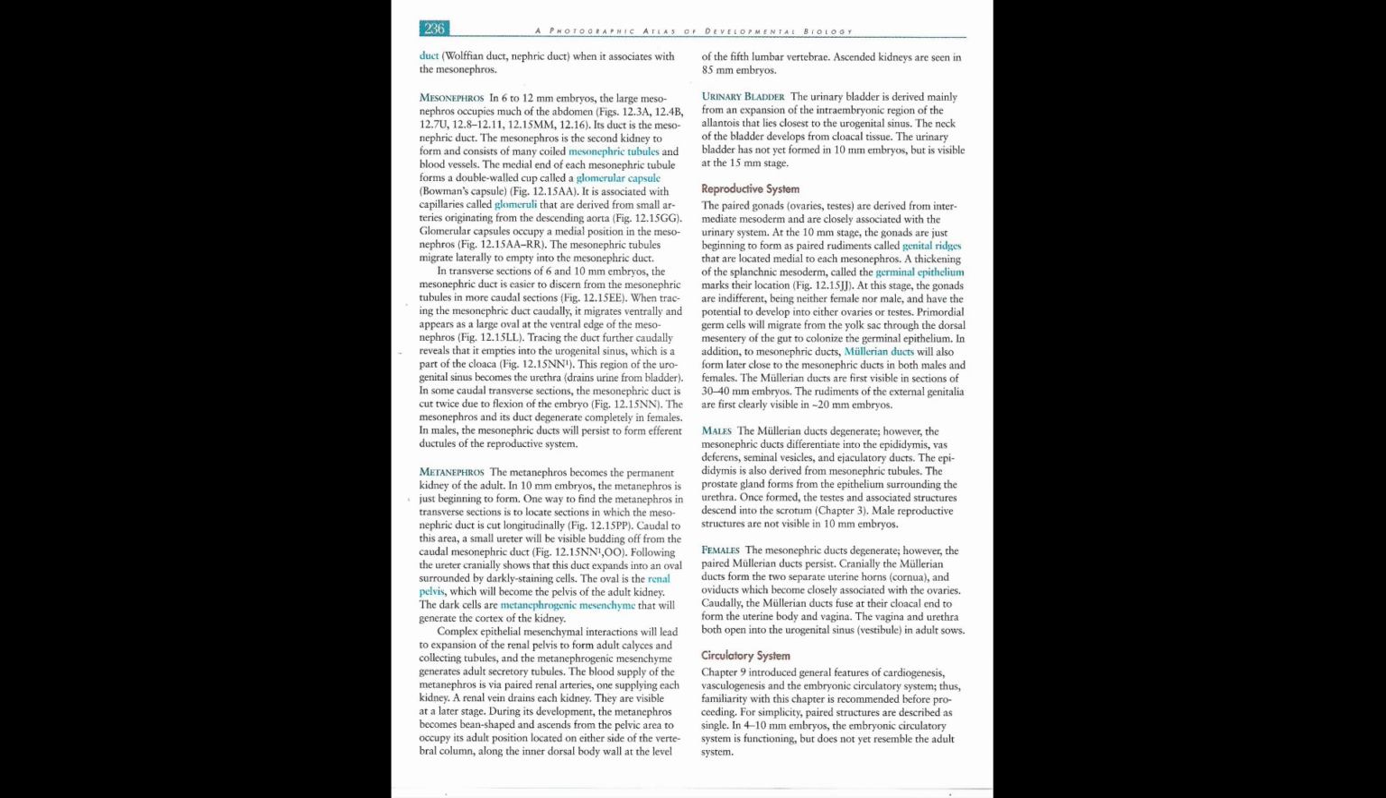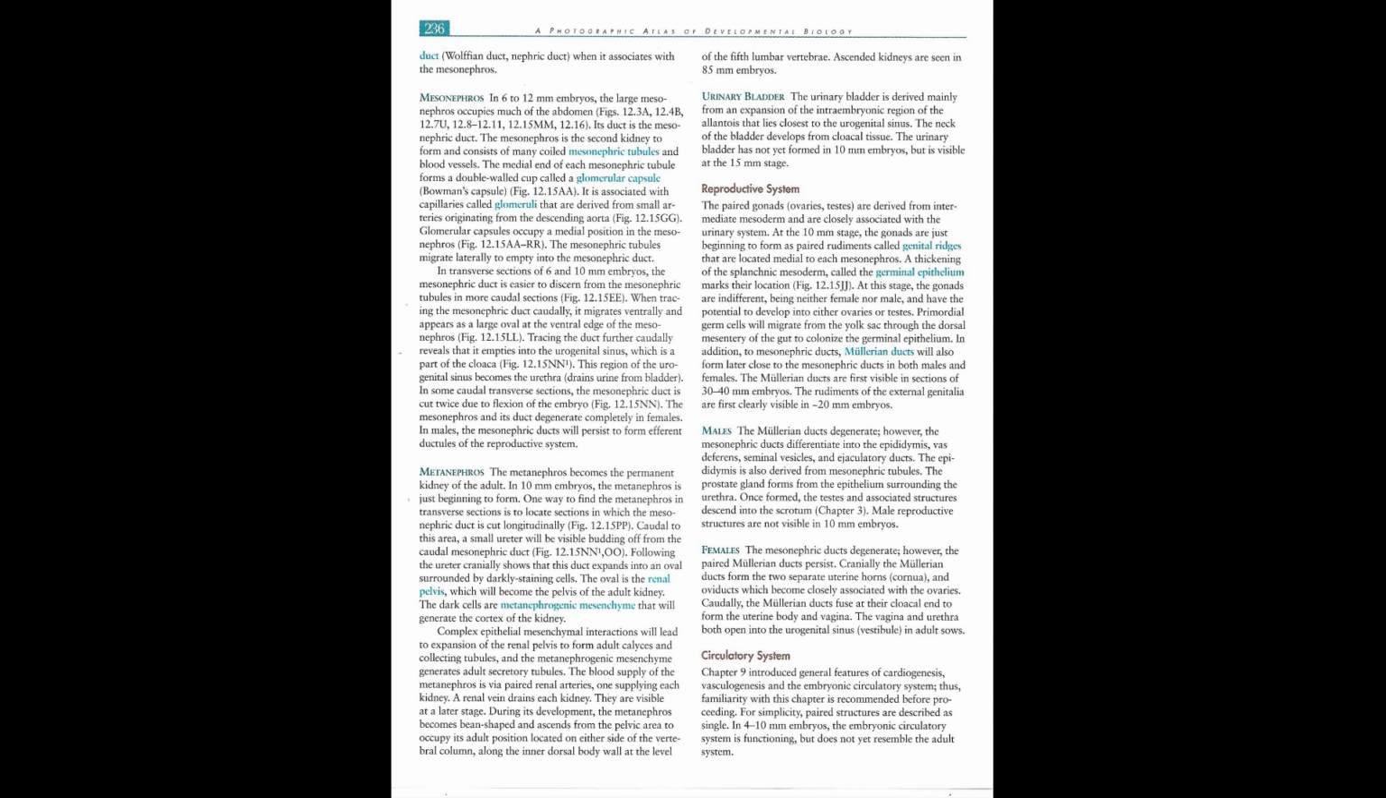Males. The Müllerian ducts degenerate, however, the mesonephric ducts differentiate into the epididymis, vas deferens, seminal vesicles, and ejaculatory ducts. The epididymis is also derived from mesonephric tubules. The prostate gland forms from the epithelium surrounding the urethra. Once formed, the testes and associated structures descend into the scrotum, Chapter 3. Male reproductive structures are not visible in 10 mm embryos.